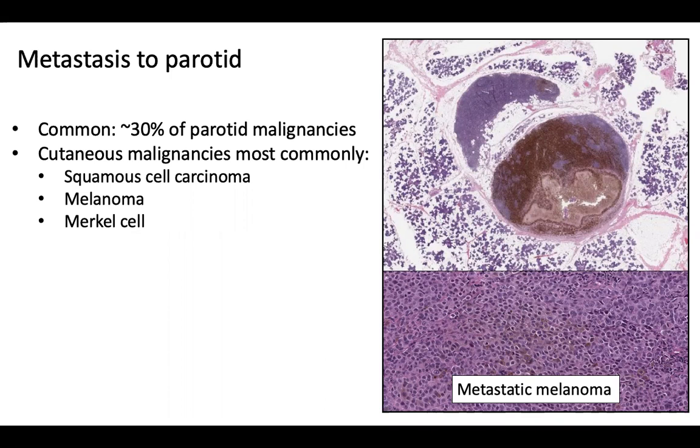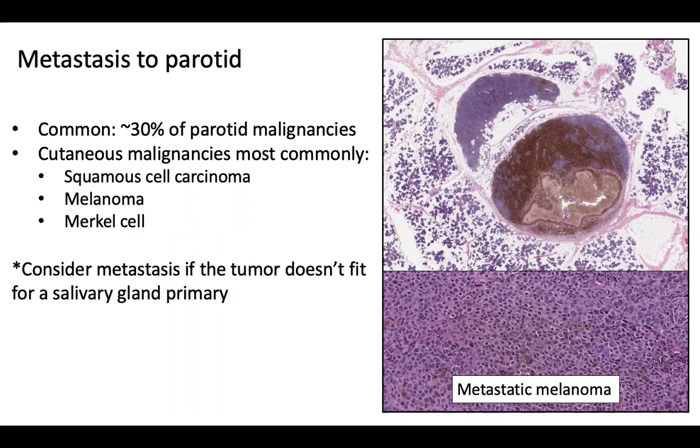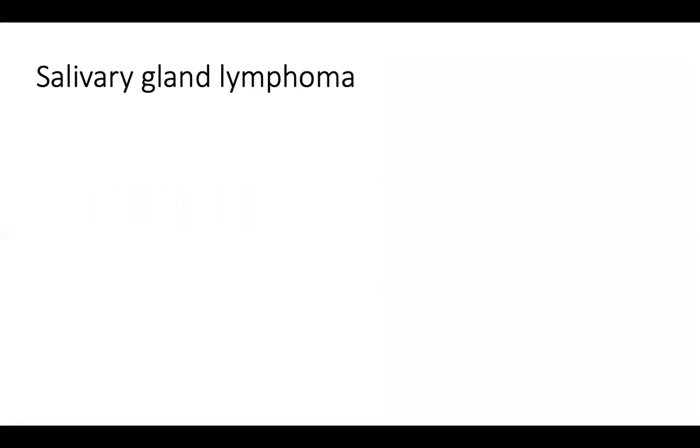So if a patient has a history of malignancy already, just remember to rule that out. So especially if it doesn't fit any of the WHO definitions of primary salivary gland malignancies, just try to rule out metastasis. And then I'm just going to take a minute to talk about salivary gland lymphoma.